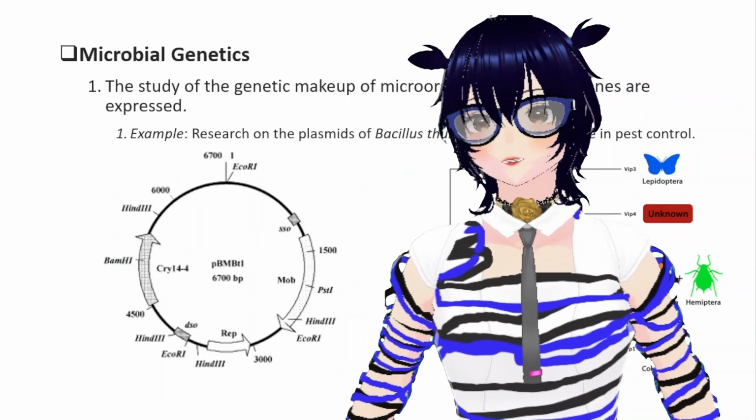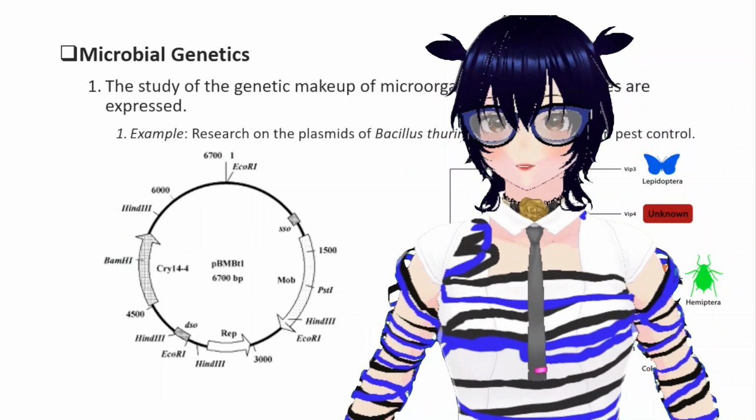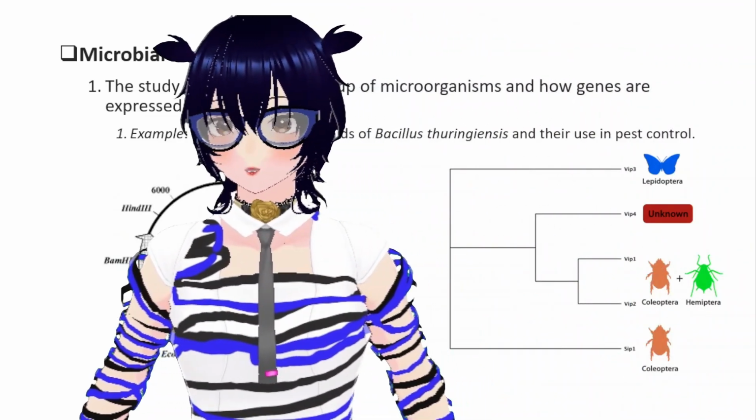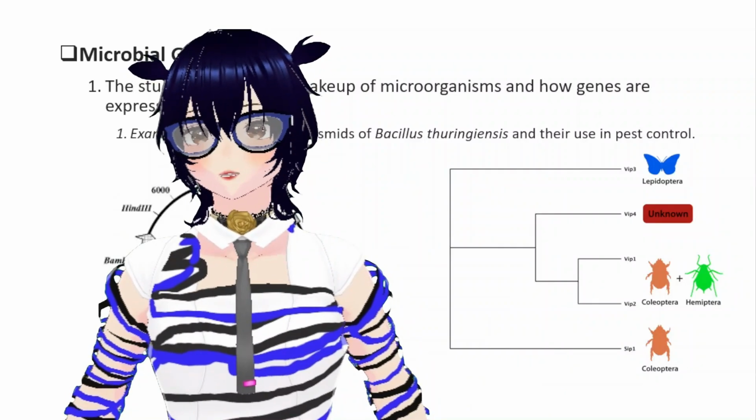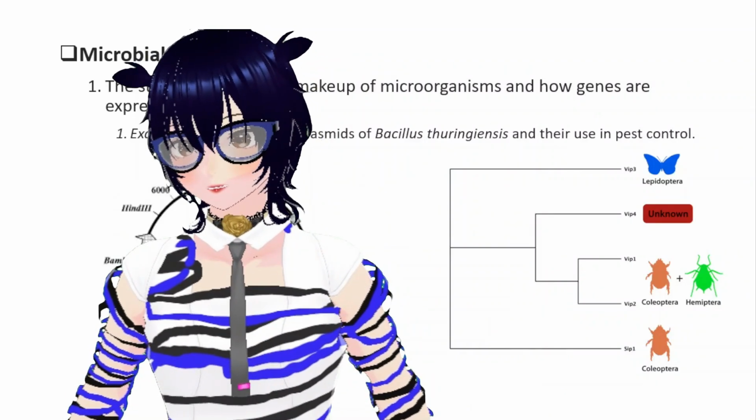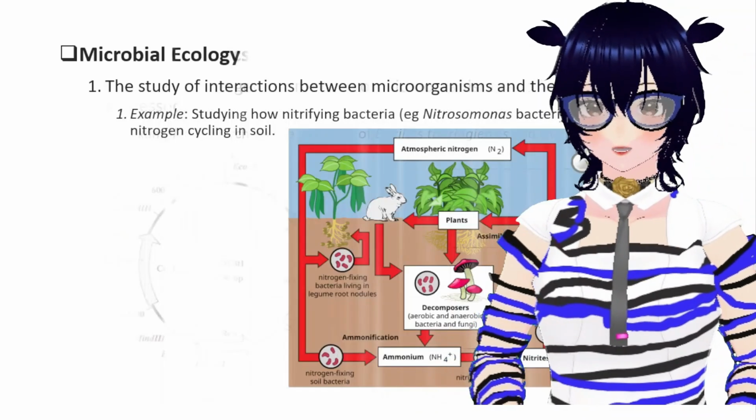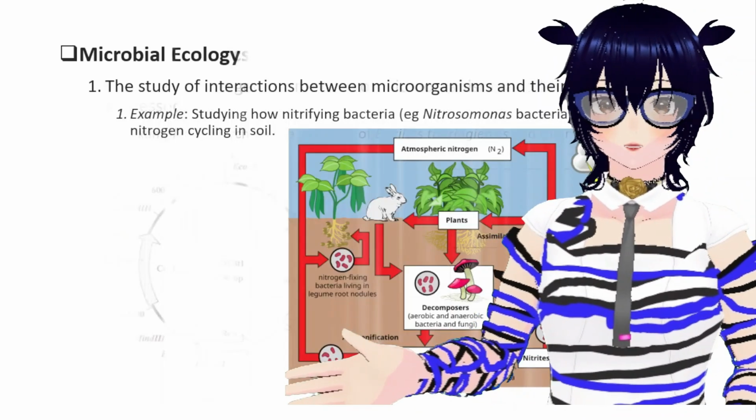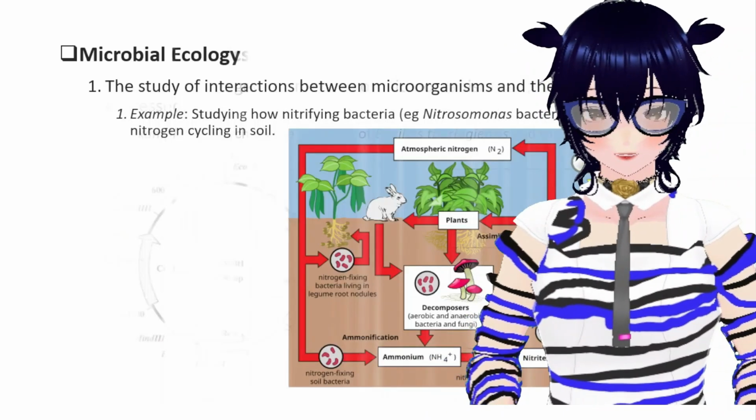The next figure is the insects. Well, it causes toxins, of course, but it acts on certain organisms, and those organisms are insects and bugs, right? So let's turn towards microbial ecology, the study of interactions between microorganisms and their environment.